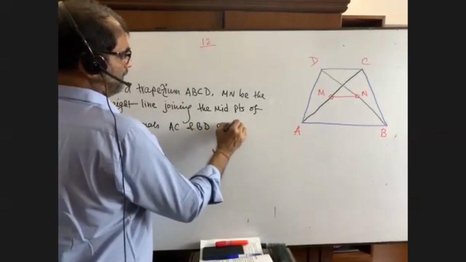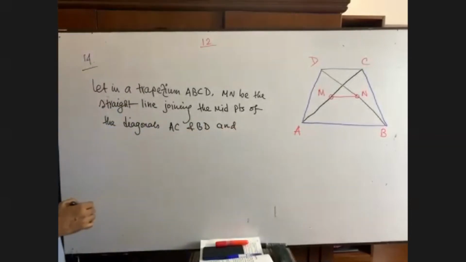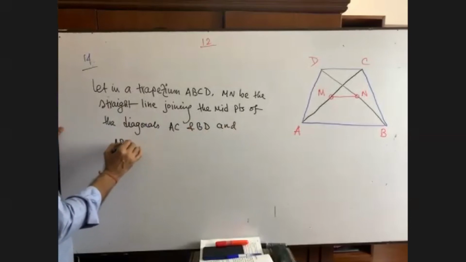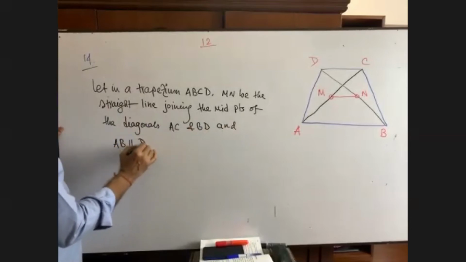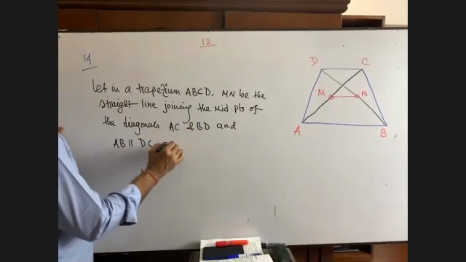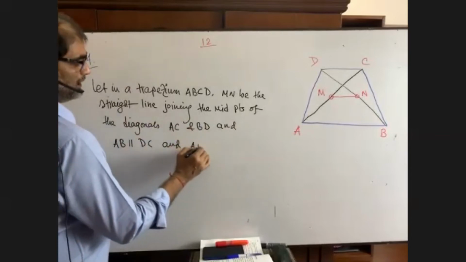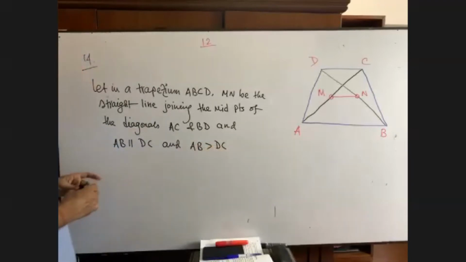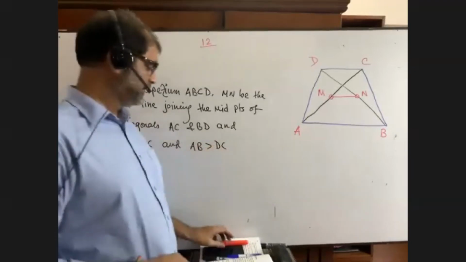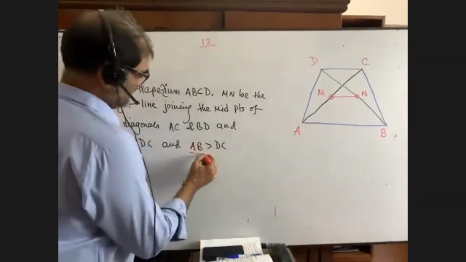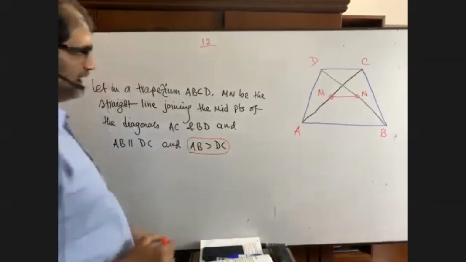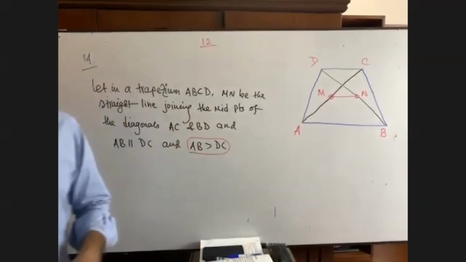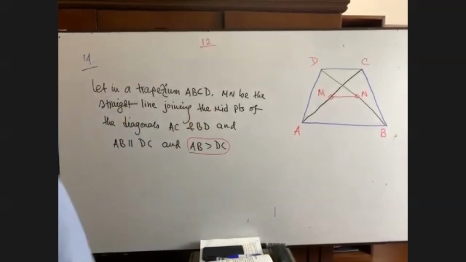And yep, you are required to write down AB parallel DC and AB is greater than DC. You must include this line, otherwise you may not get marks. This line, because in this question there is something written about difference. Have you seen?